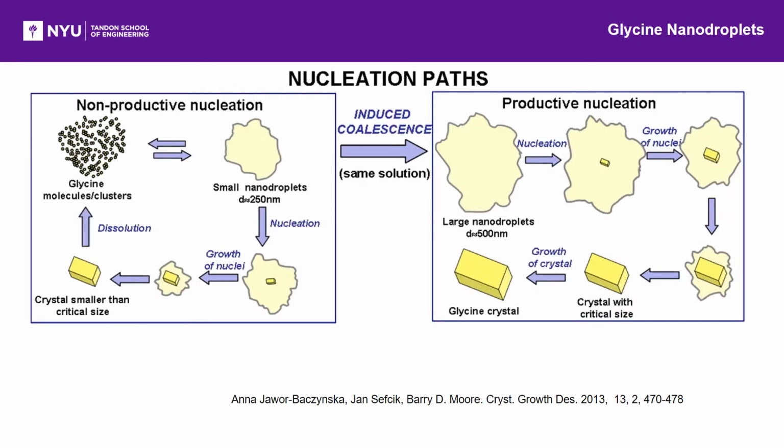Recently, it's been reported by Sefcik et al. that glycine actually forms nanodroplets before it crystallizes. If the nanodroplets are too small, they'll redissolve to glycine molecules in clusters, only to reform other nanodroplets. If they're large enough, then they'll actually form a crystal.